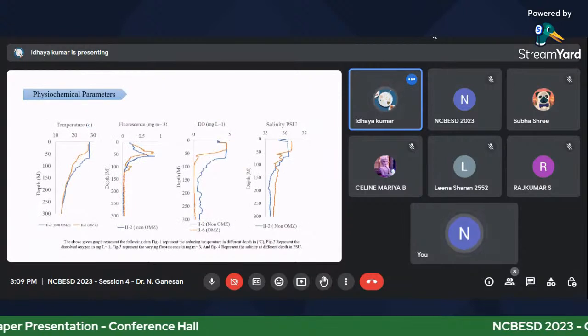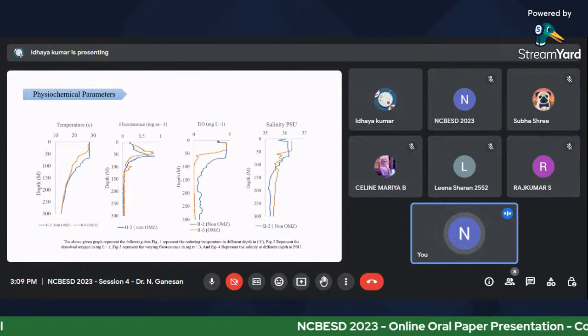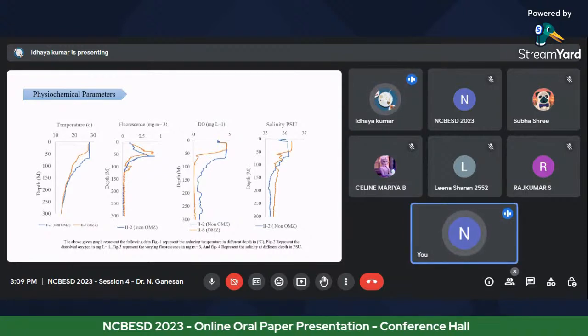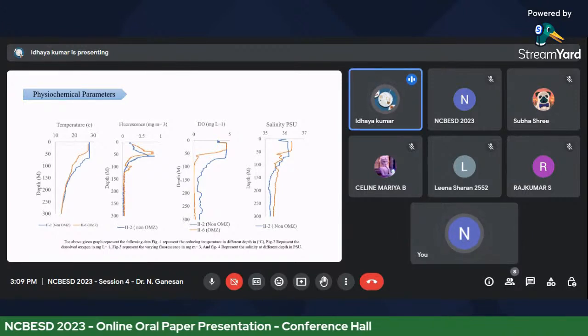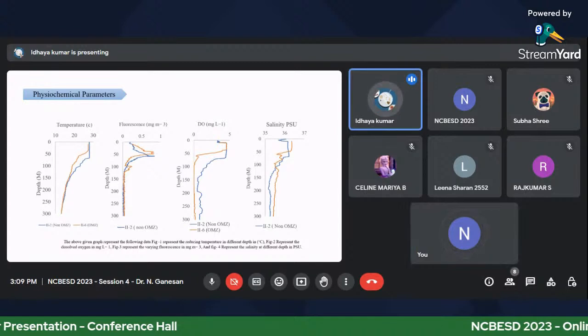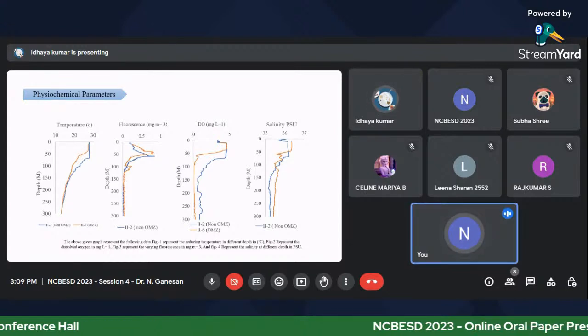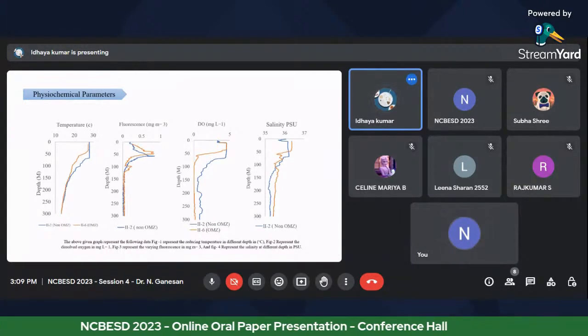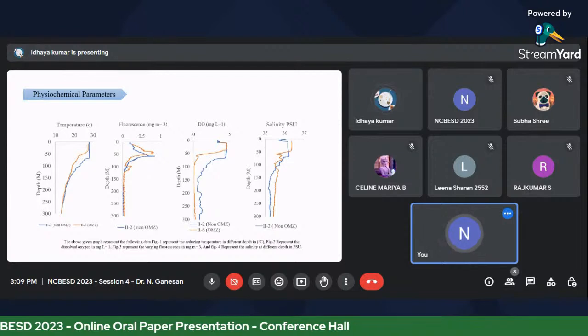These are the physical parameters. Here you can see that temperature drops with depth. Fluorescence is mainly to detect how much chlorophyll there is. We are looking only at chlorophyll A because the cytoplasm contains a large amount of chlorophyll A, which is produced based on photosynthesis. So that's why we are measuring the fluorescence.